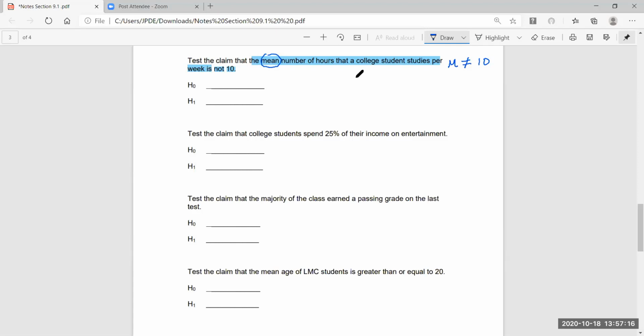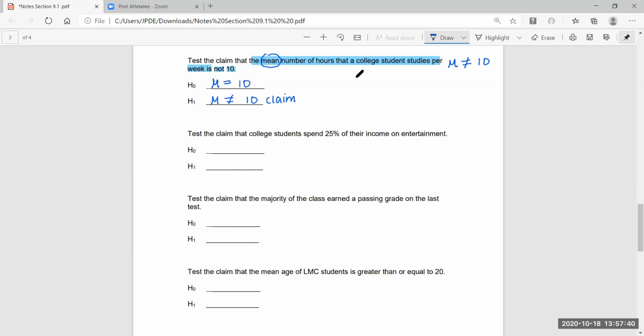Does it have an equal sign? Not really. It says not equal. So we know anything that does not have equals goes down here. And that is our claim. So write the word claim there. If we're not talking about not equal, the complement of that is equal.